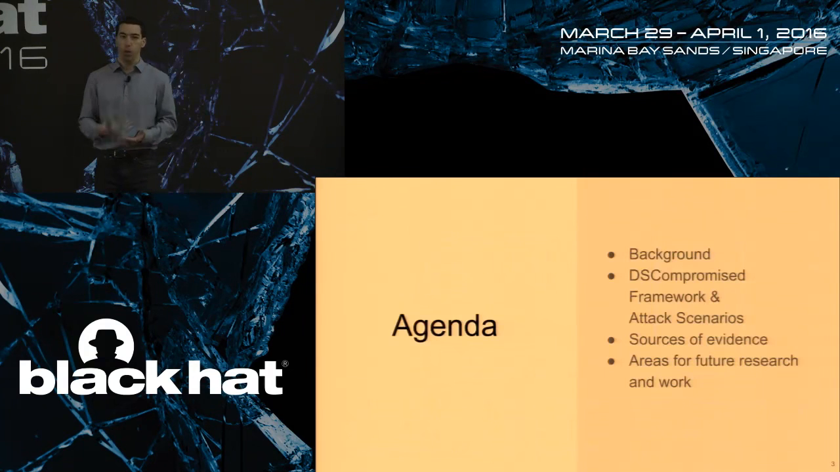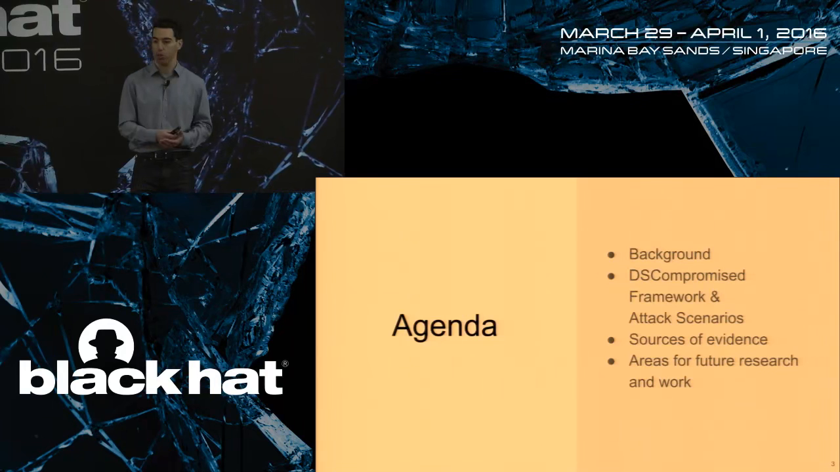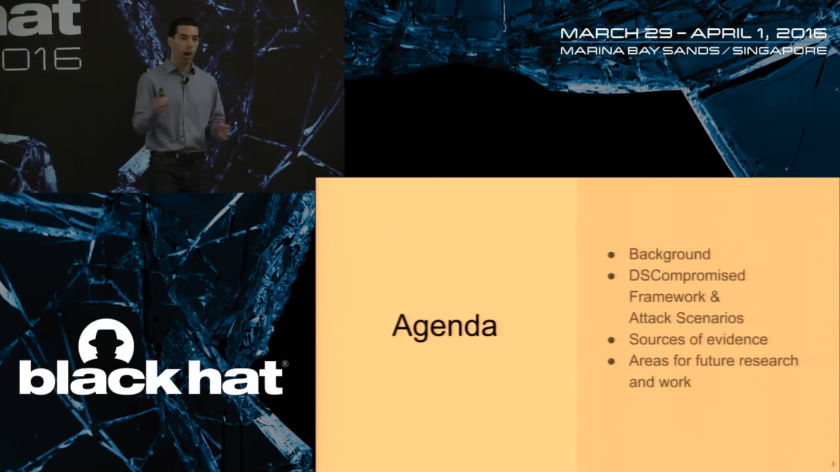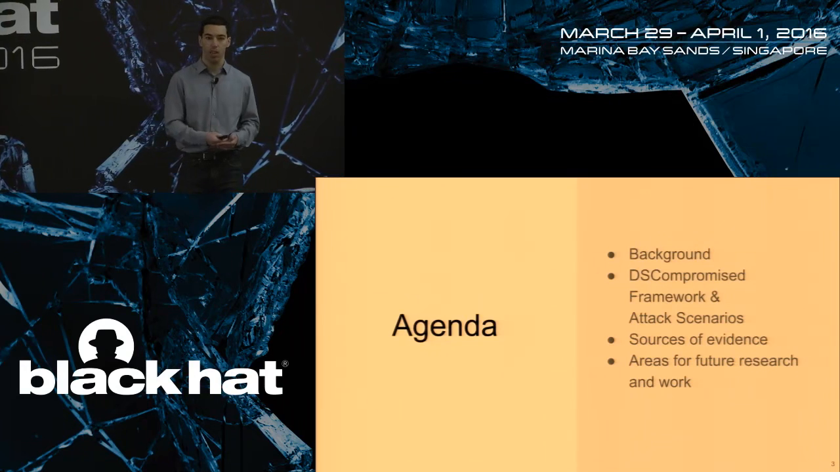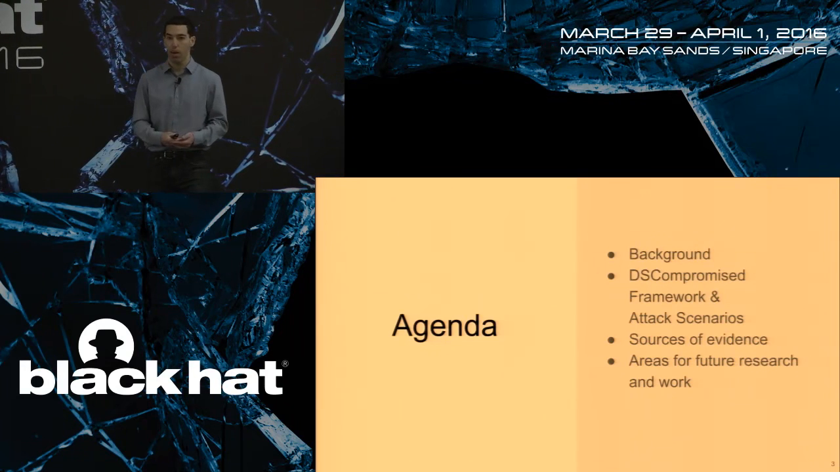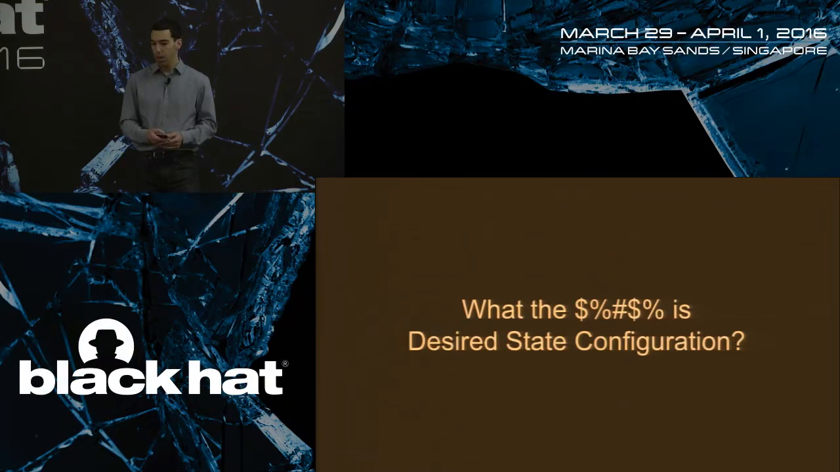So we're going to provide a quick background on DSC before we launch into the overview of our DSCOMPROMISED framework and the attack scenarios that we're going to go through. Then we're going to switch from offensive mode to defensive mode and talk about sources of evidence and investigating or detecting the toolkit that we've provided and the attack scenarios that we outline. So let's begin with that background.